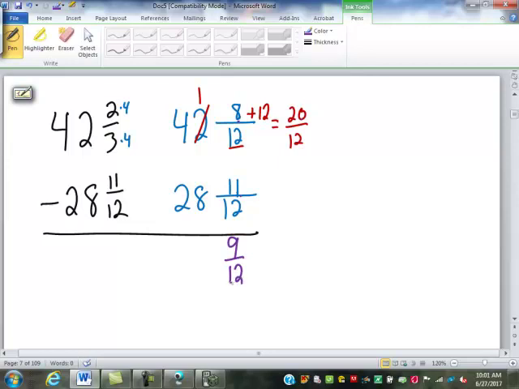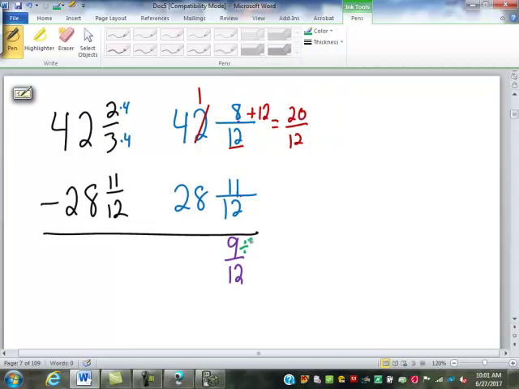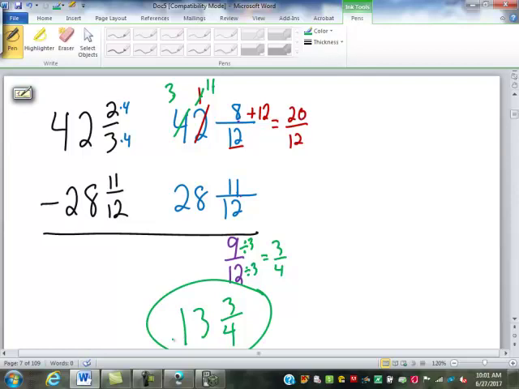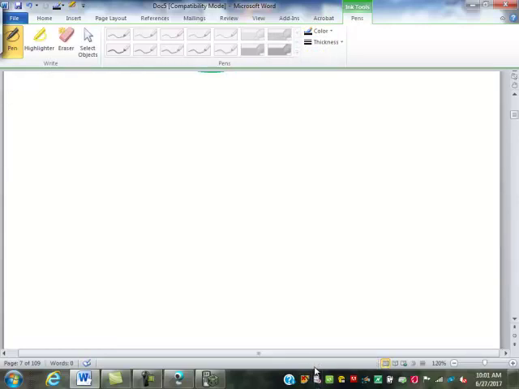9/12. Now before I move on, has anybody seen anything fishy there? Very good. 9/12 can be reduced by 3 to make 3/4. So I'm going to go ahead and reduce it. That's 3/4. So now here I've got 1 minus 8, so I'm going to borrow from the 4 to make it a 3. This is now 11. 11 minus 8 is 3, and 3 minus 2? 1. So 13 and 3/4. I'm going to have you try one in your notes.